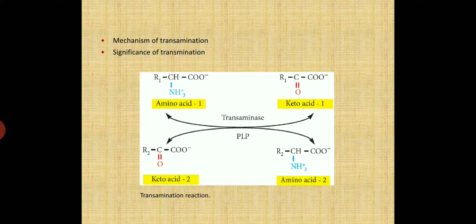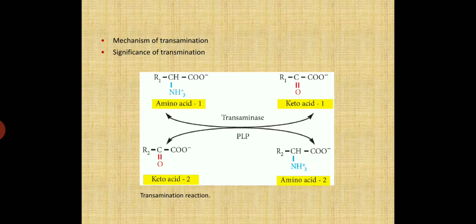So you can see this reaction. One amino acid is converted into one keto acid, and a keto acid is converted into amino acid. Pyridoxal phosphate is the coenzyme. So transamination is a reversible process. Most amino acids except lysine, methionine, proline and hydroxyproline undergo transamination. Not only amino acids but the guanidino group of ornithine also undergoes transamination.